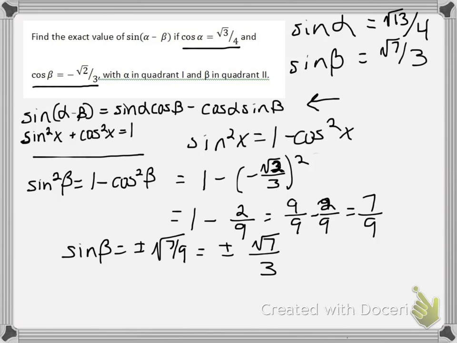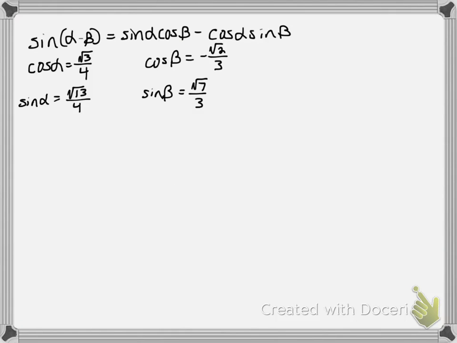Okay, now we know cosine of alpha, cosine of beta, sine of alpha, and sine of beta, so we can use our identity for the sine of alpha minus beta. Okay, so let's do that. Here we have the identity sine of alpha minus beta equals sine of alpha cosine beta minus cosine alpha sine beta. And we have the cosine of alpha is square root of 3 over 4, cosine beta is negative square root of 2 over 3, sine of alpha is square root of 13 over 4, and sine of beta is square root of 7 over 3. So we're just going to plug all of these into our identity.